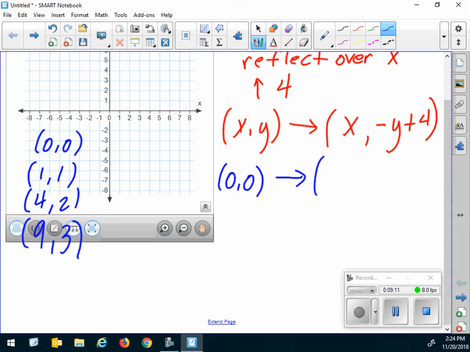What do we do to the x value? Nothing. What do we do to the y value? So what's the opposite of 0? 0 plus 4. Take the next point. We'll just do all the graphing at the same time. What happens to the x value? Nothing. So the x value stays the same. The y value is 1. Opposite of 1 is negative 1, plus 4.